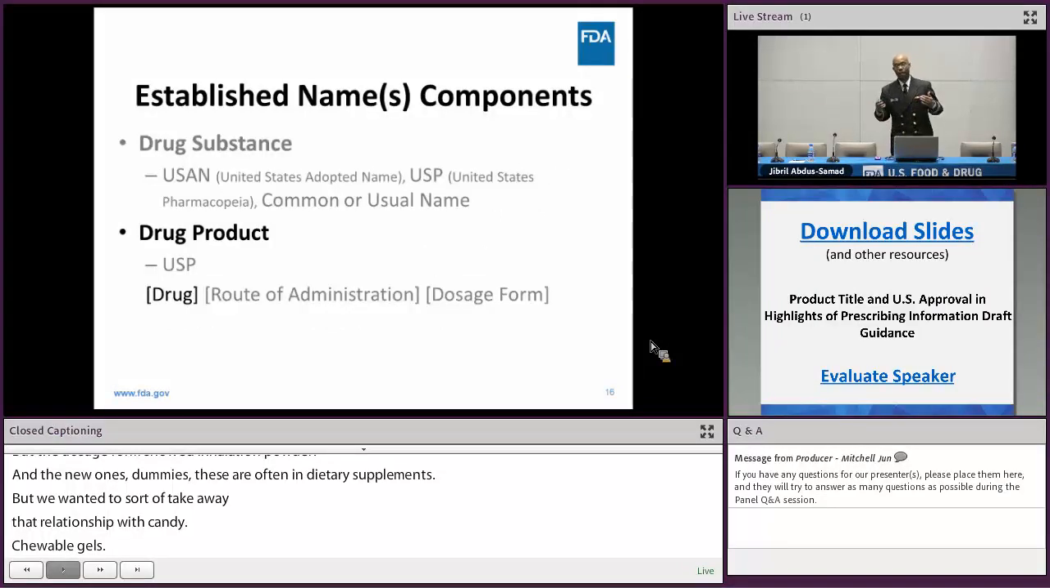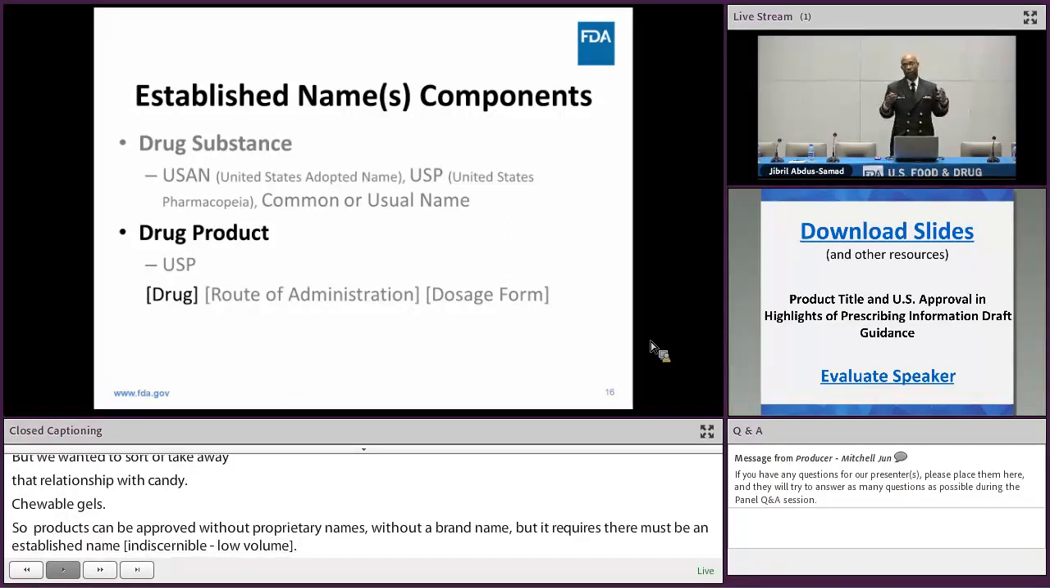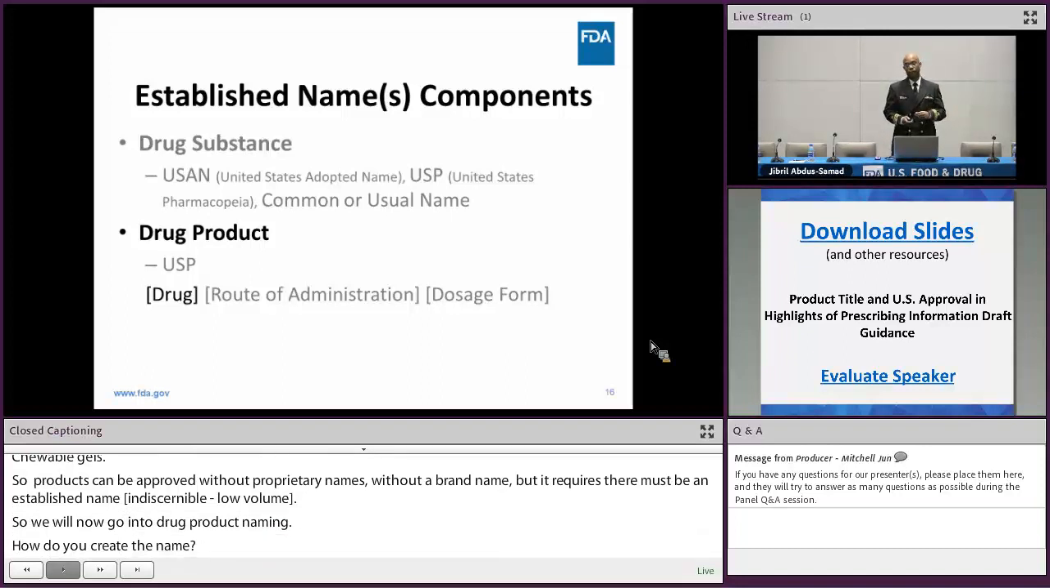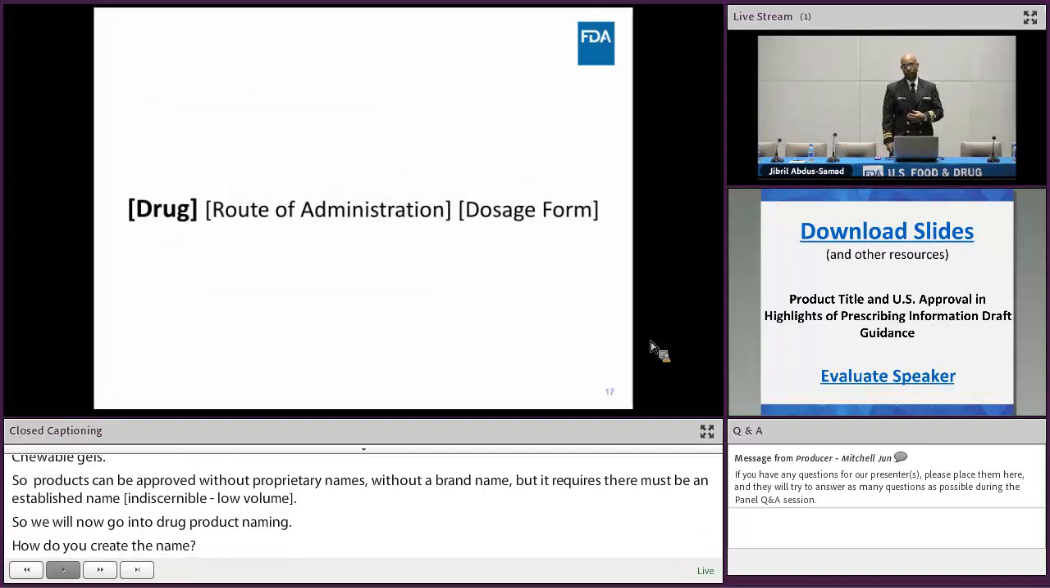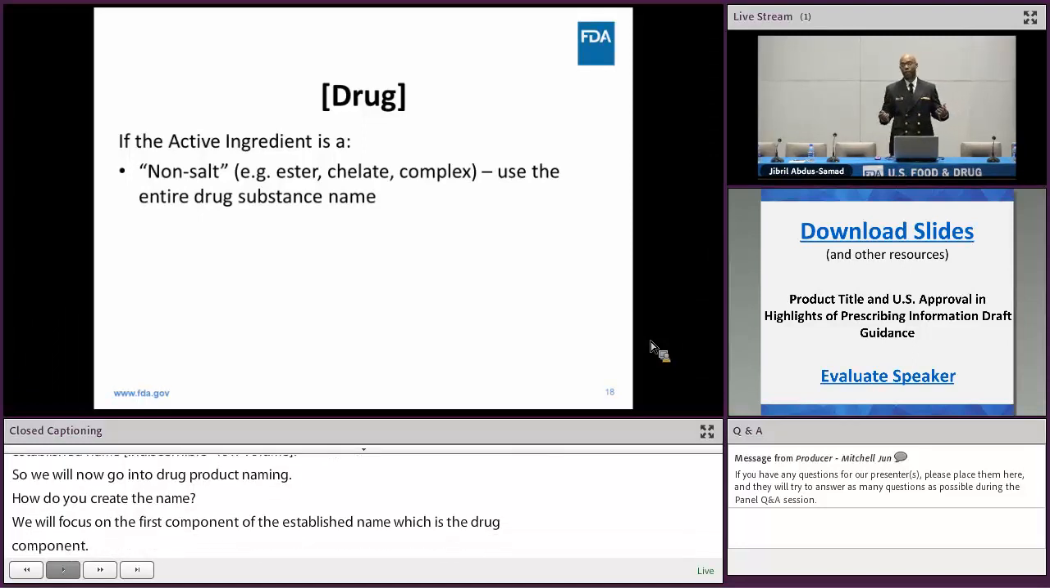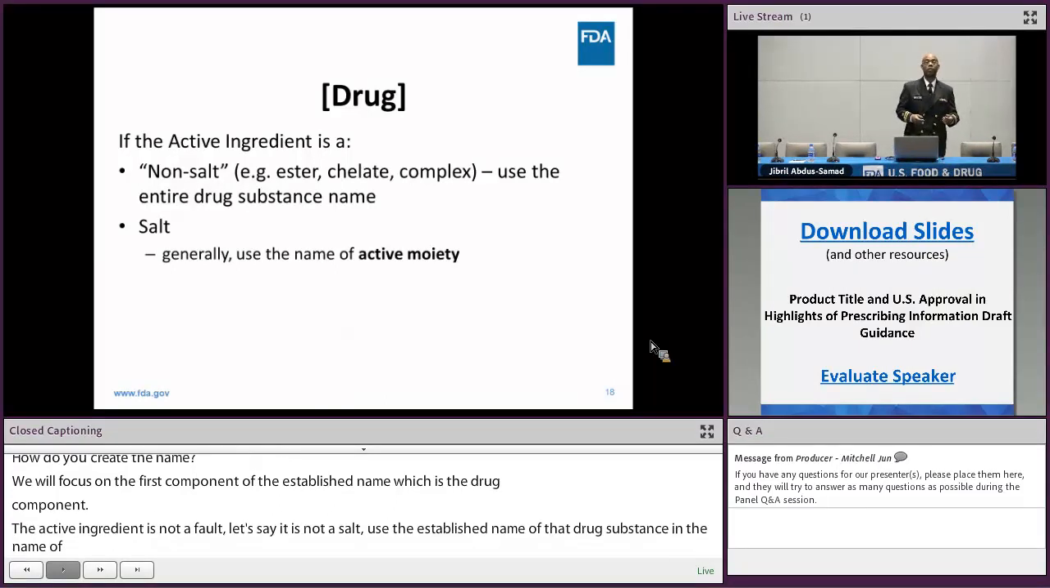So we're going to now go into drug product naming. How do you create the name? We're going to focus on the first component of the established name, which is the drug component. So let's say the active ingredient is not a salt. Well, you use the established name of that drug substance in the name of the drug product. That part is simple.